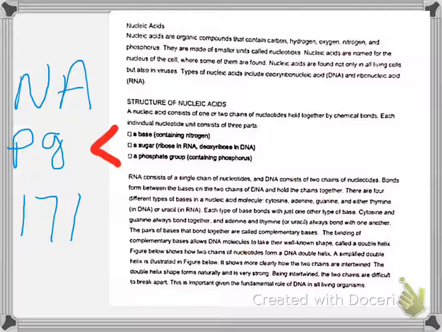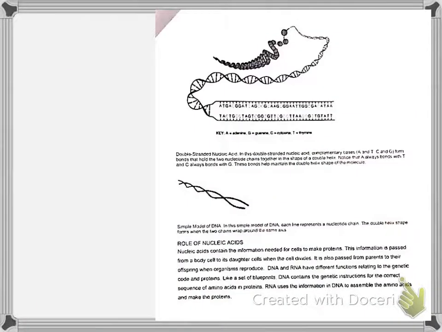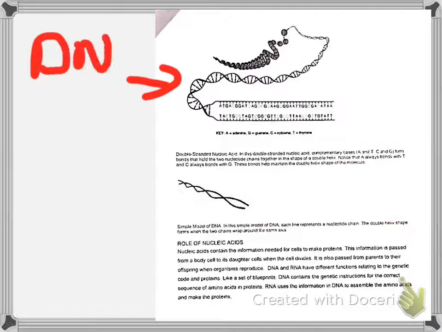So without these, no proteins. Without proteins, we wouldn't be alive. Proteins and nucleic acids work together. It's kind of like a symbiotic relationship. Very, very common, like a symbiotic relationship. And this is actually DNA right here. This is what it looks like. This is nucleic acid, deoxyribonucleic acid, DNA.